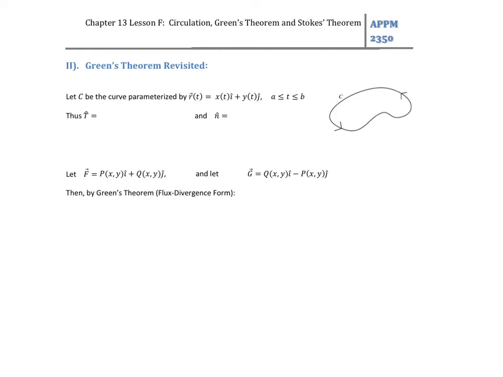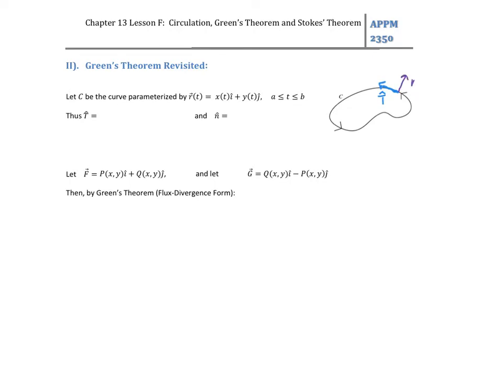Okay, so now we're going to revisit Green's theorem. We proved the flux form of Green's theorem a few lessons ago. So let's just remind ourselves what it says. If this is a unit tangent vector, then I can define my unit normal vector.